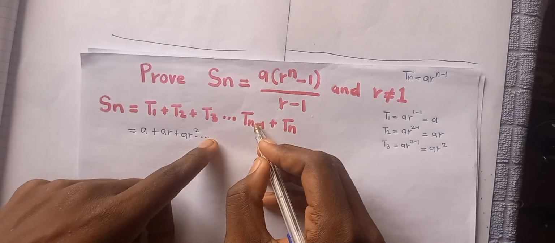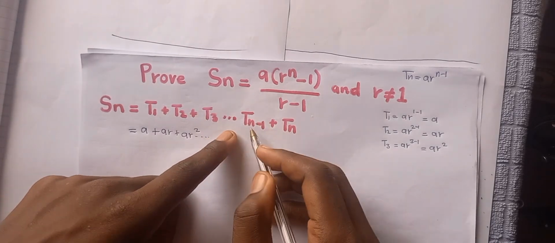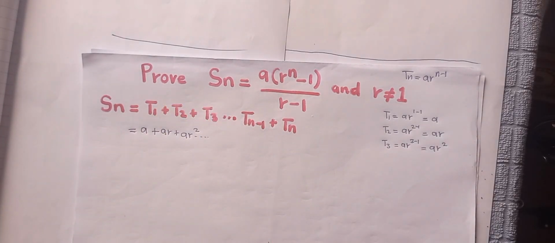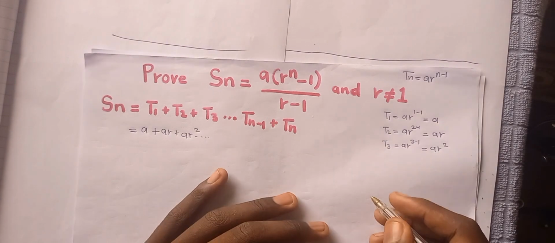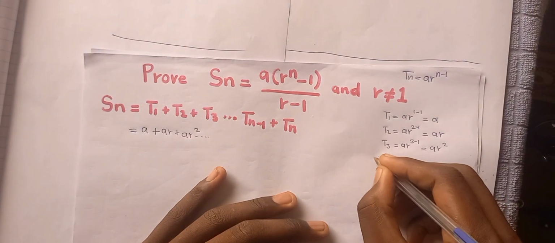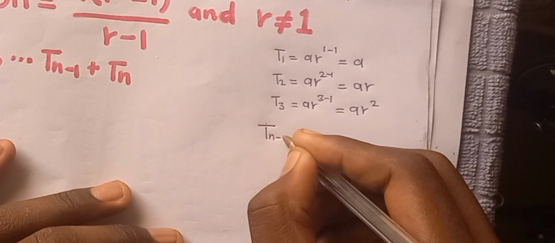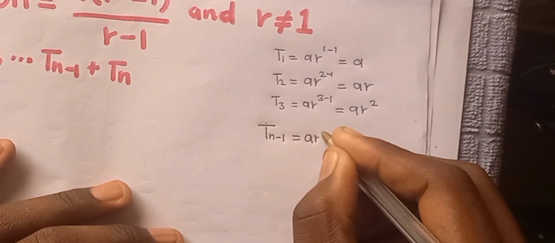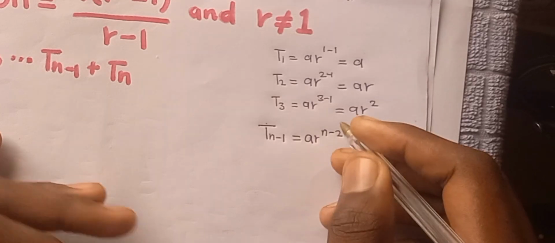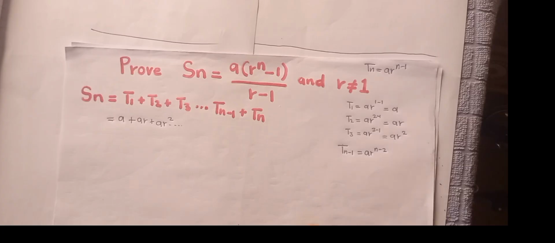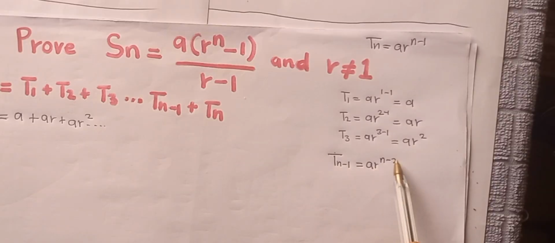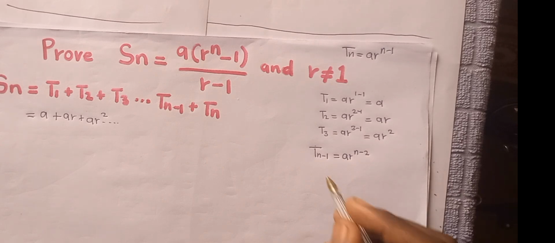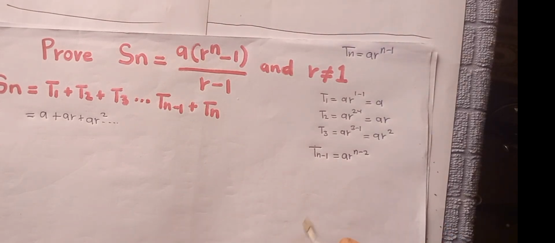So what will Tn be if we define it? This is where it gets a little bit trickier, because a lot of students don't understand. When you check a lot of guidelines, you will find something like T(n-1) is defined as ar^(n-2). A lot of my students struggle to understand why T(n-1) is equal to ar^(n-2). So let me break it down so that you can understand why this is equal to this.